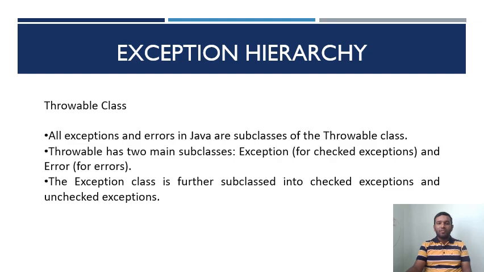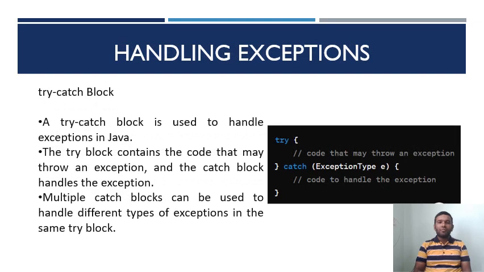Let us look at the next point, that is about handling exceptions. How do you handle exceptions? Exceptions, as we saw, we defined it. Now let us see how we handle it if an exception has occurred. A try-catch block is used to handle exceptions in Java. The try block contains the code that may throw an exception, and the catch block handles the exception. Multiple catch blocks can be used to handle different types of exceptions in the same try block.